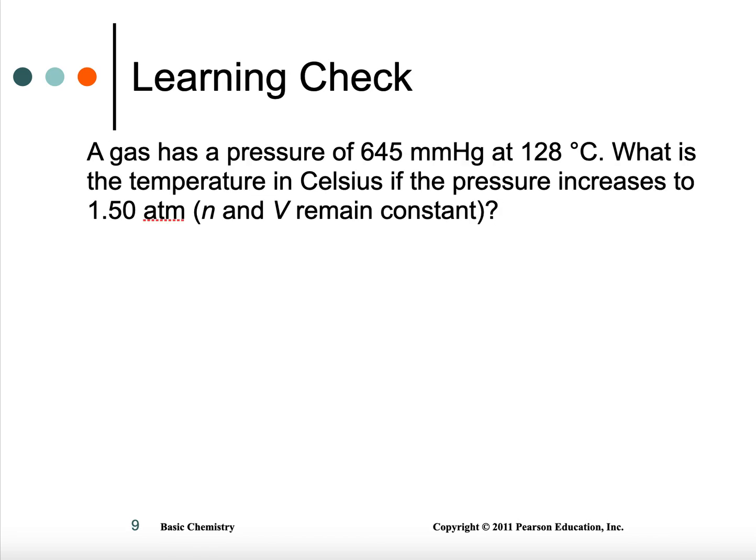Gas has a certain pressure, certain temperature. What's the temperature in Celsius if the pressure increases to 150 or 1.5? Now remember, to do the problem, you have to put them in Kelvin, and then they're asking you to put it back into Celsius at the end. The math works with Kelvin. So first you would take 273 and add it to the Celsius.